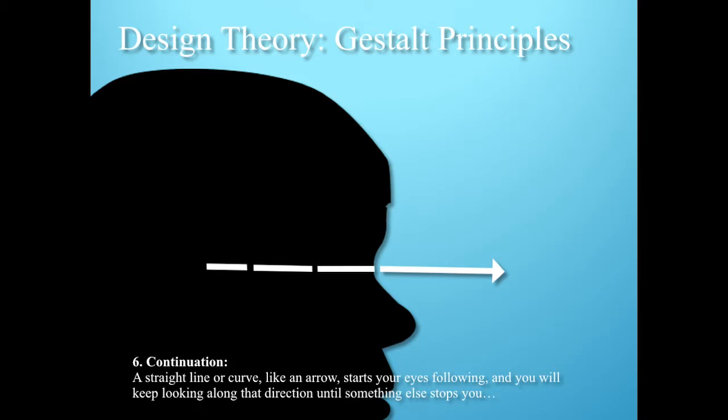Continuation. A straight line or a curve like an arrow will start your eyes following, and you will keep looking along that direction until something else stops you. So you see the arrow pointing, and you see that as the direction that this person is looking, and you follow that arrow.